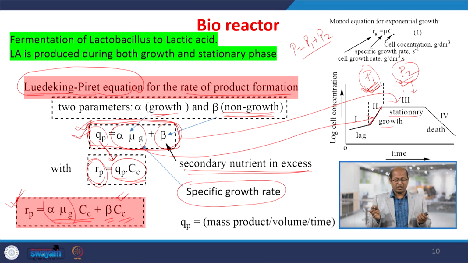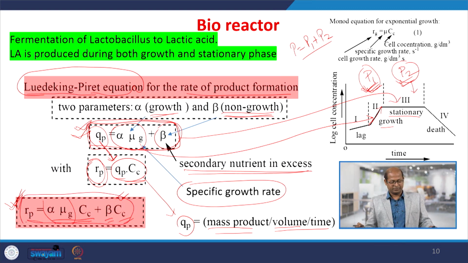So, if we sum up, the rate of product formation, Qp, is the mass of product per unit volume per unit time. If you multiply it with the concentration, Cc, I mean the cell concentration, then we can find the rate of product formation, that is, grams or kg of a particular product formed per unit time. So, these are the equations we have to use to find the rate of product formation.